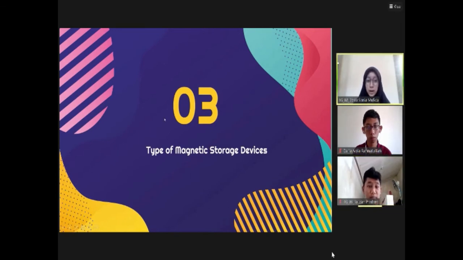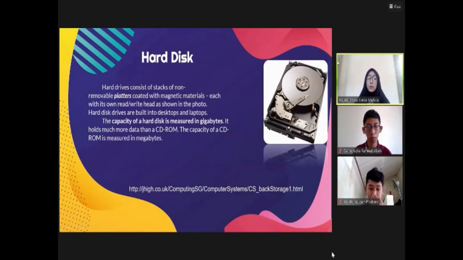Number 3, types of magnetic storage device. Number 1, hard disk. A hard drive consists of strips on a non-removable platter coated with magnetic material, each with its own read or write head, as shown in the photo. Hard disk drives are built into desktops and laptops. The capacity of a hard disk is measured in gigabytes. It holds much more data than a CD-ROM. The capacity of a CD-ROM is measured in megabytes.